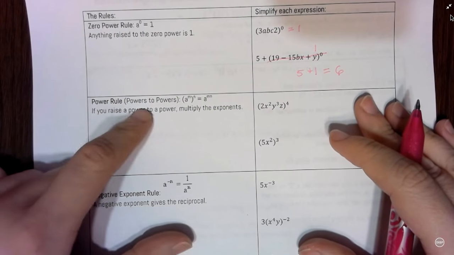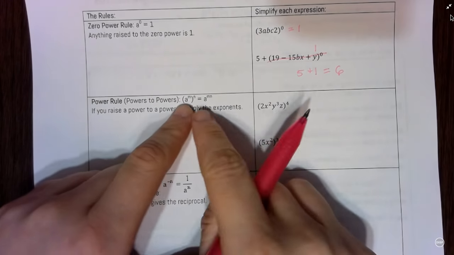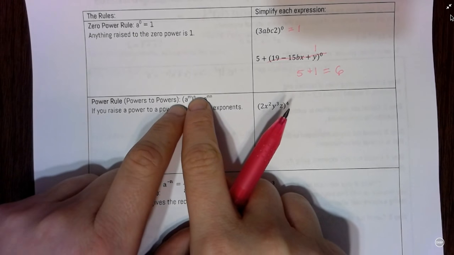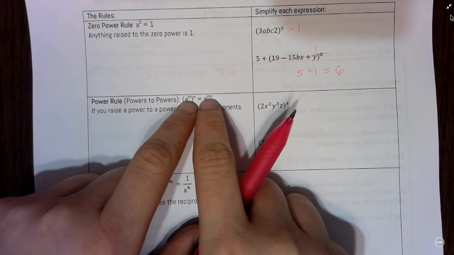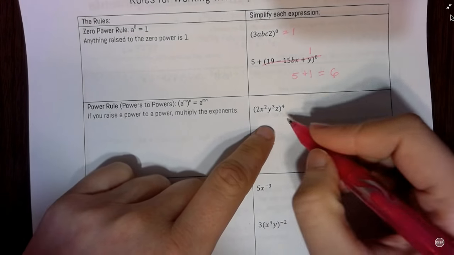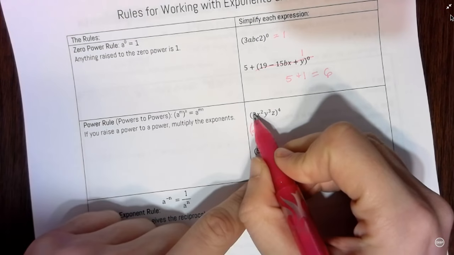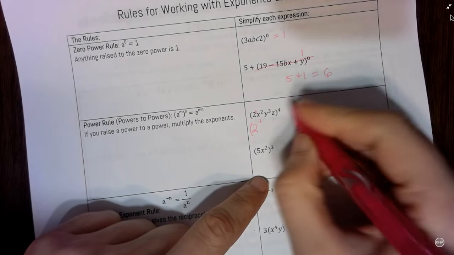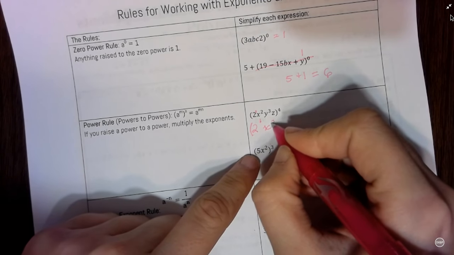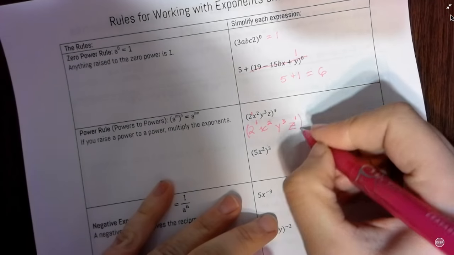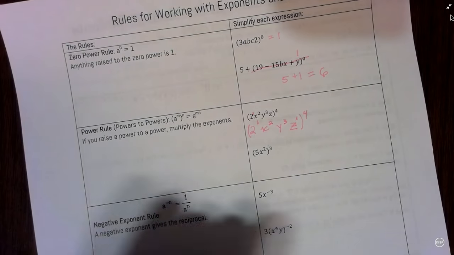Next, we have the power rule, powers to powers. That means that if you have something to an exponent, like a to the m, and then you have another exponent outside the parentheses, then you can multiply your exponents together. So let's take this example. We have 2 to the 1 power. If something doesn't have an exponent written, it's really an exponent of 1. 2 to the 1 power times x squared times y to the third times z to the 1, because it doesn't have an exponent written. And that's all to the 4th power.